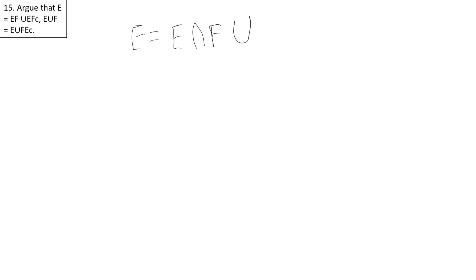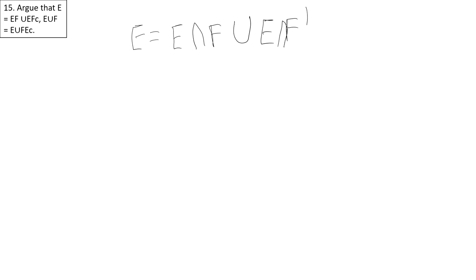Now let's move on. In this question we have been asked to argue that E is equal to EF union EF^c. If I write it in mathematical notation, it becomes E equals E intersection F union E intersection F complement. I'm more comfortable writing F complement rather than F^c. So basically this is what they have asked in the first part. Now let's address it part by part.